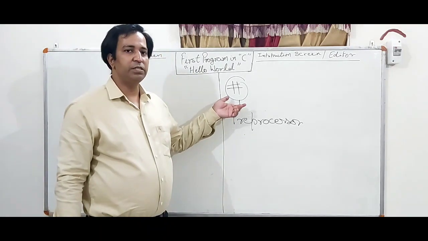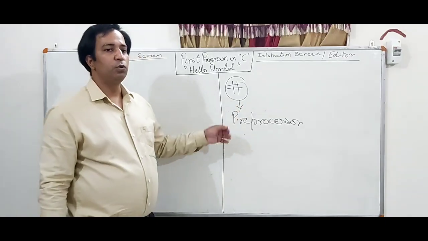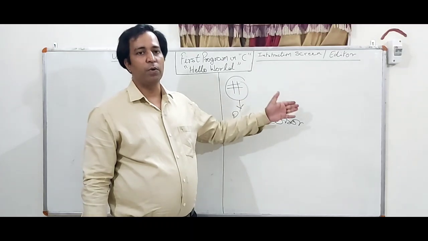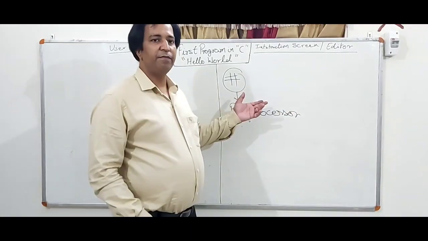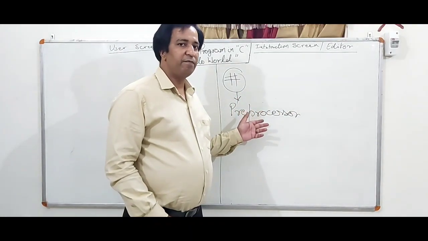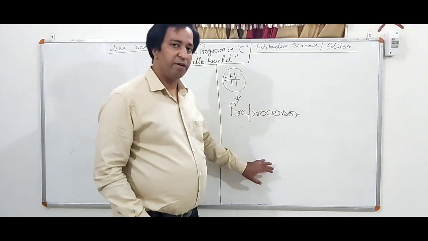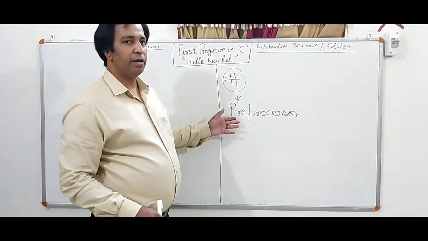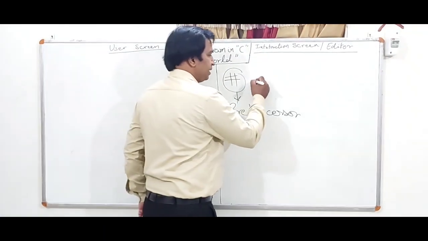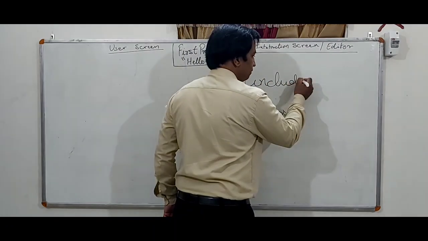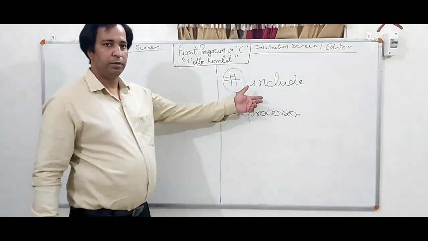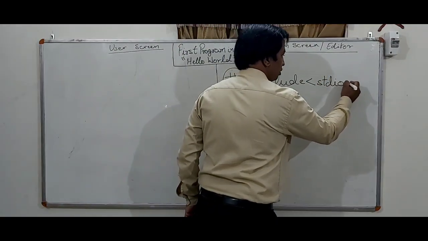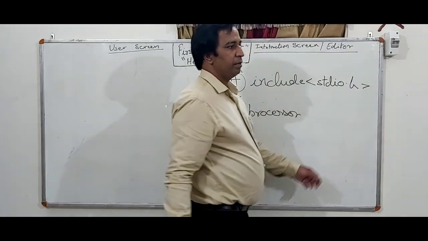Now, the need of this hash preprocessor here is to inform your compiler what all header files are required for this program. Header files include all the predefined functions which help you to create your own main function. Now, with the help of this preprocessor, how can we include that file? There is an instruction called include itself. Include less than stdio.h and bracket close.